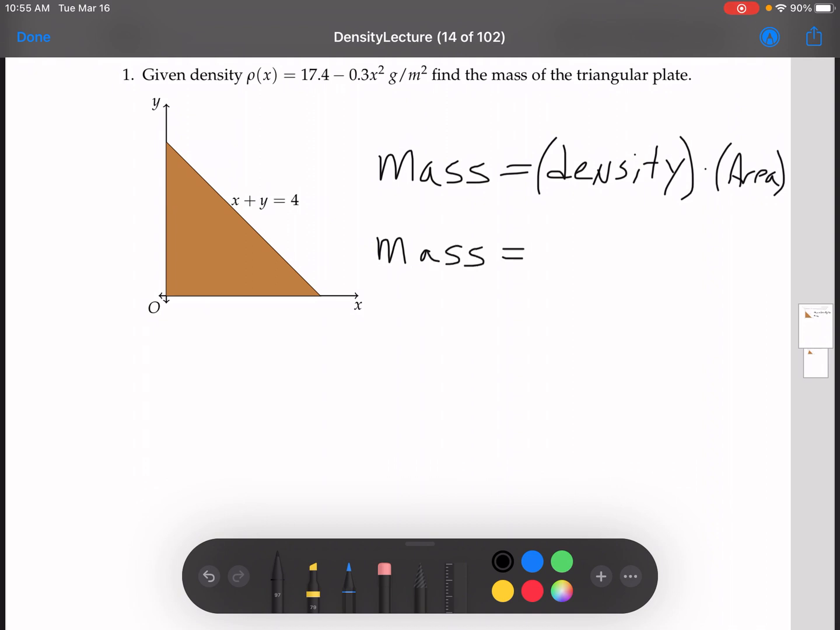So the mass is integral. So the general formula, mass is the integral from a to b of rho, the density function, times dA. And in our case, we see that our density function is in terms of x, so it makes sense that we'll integrate along the x-axis.